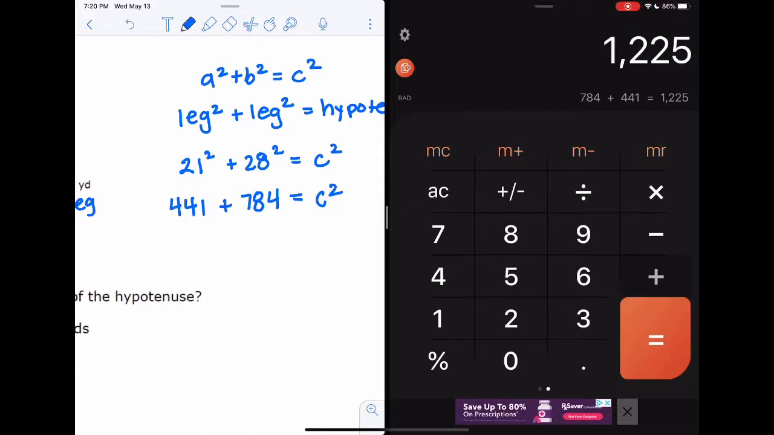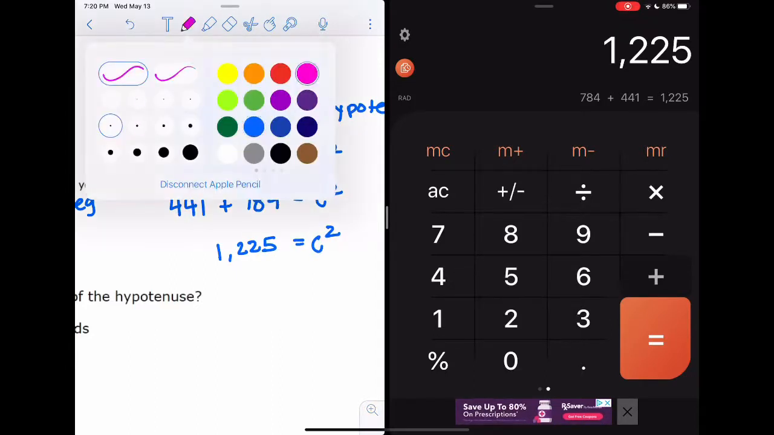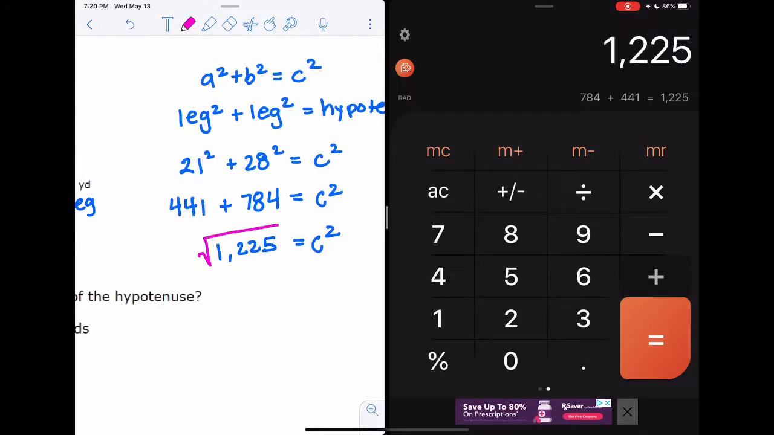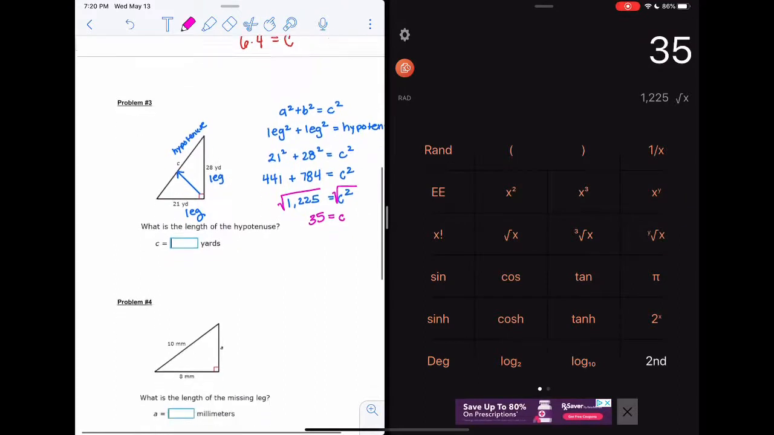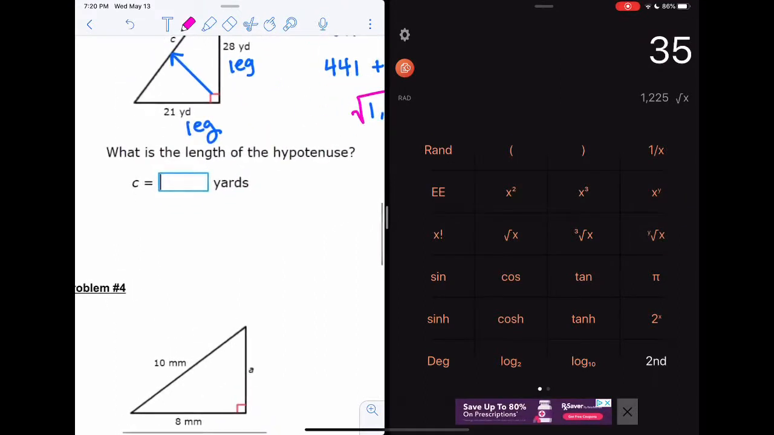And I get 1,225 equals c squared. Remember, we need to take the square root of both sides. And the square root of 1,225 is 35. So c equals 35. So what is the length of the hypotenuse? 35 yards.